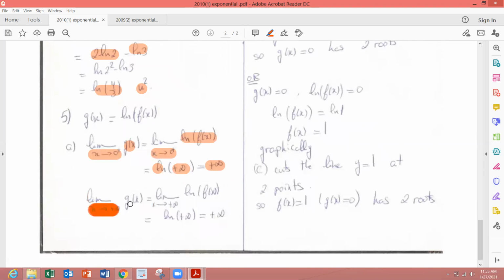Limit as x tends to plus infinity of g(x) equals the limit as x tends to plus infinity of ln f(x). As x tends to infinity, f(x) tends to infinity. So it will be ln of plus infinity. It is equal to plus infinity.